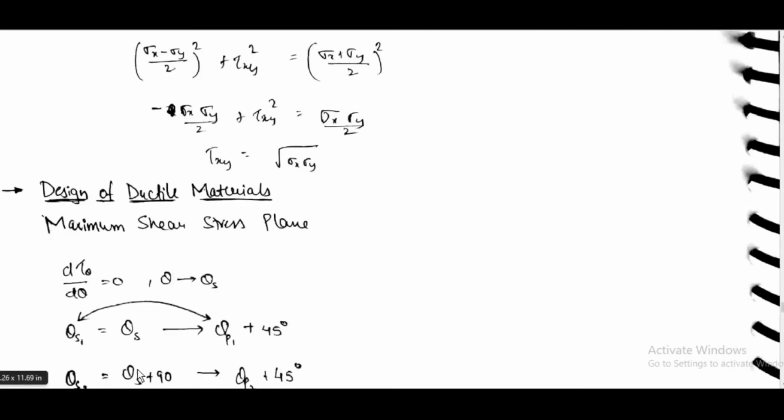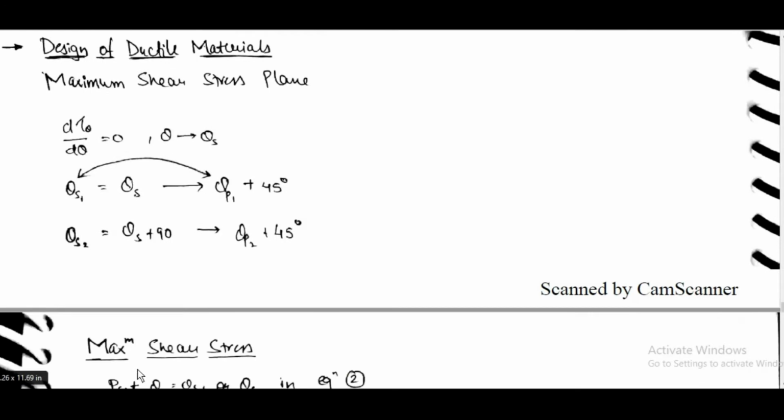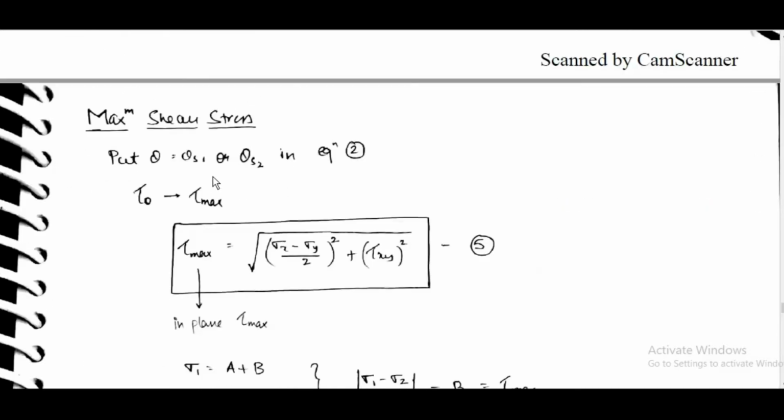Another workbook question. Design of ductile materials. Maximum shear stress plane: d tau theta by d theta is equal to 0, theta tends to theta s. Theta s1 is equal to theta s, theta s2 is equal to theta s plus 90 degrees. This is theta p1 plus 45 degrees, and this is theta p2 plus 45 degrees.